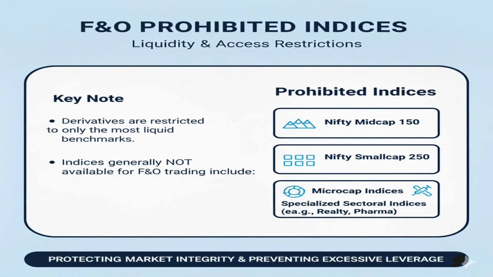F&O prohibited indices. While many indices exist, derivatives are restricted to only the most liquid benchmarks, as we said before. Indices generally not available for F&O trading include Nifty Midcap 150, Nifty Smallcap 250, the microcap indices, and the majority of specialized sectoral indices. Example: Nifty Realty, Nifty Pharma.